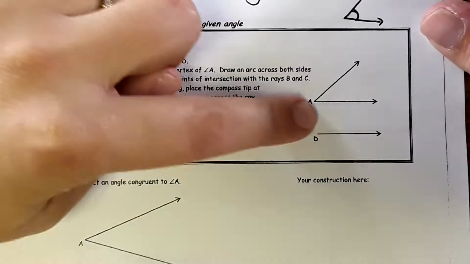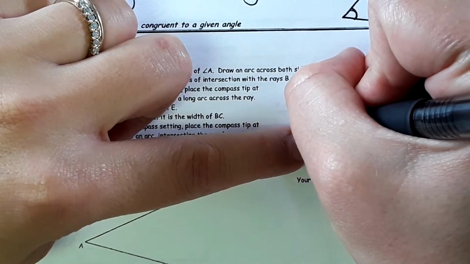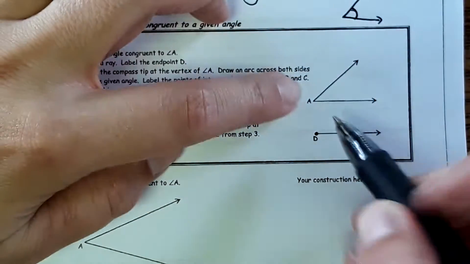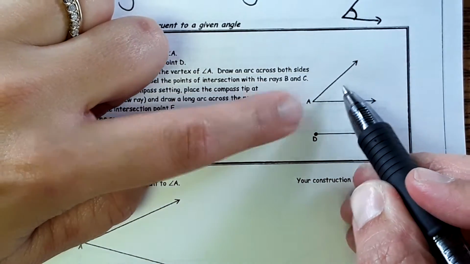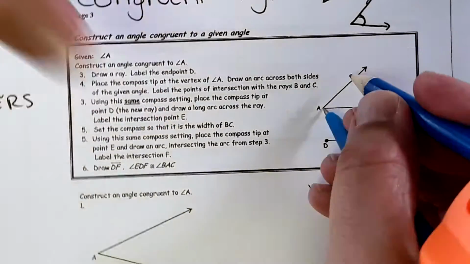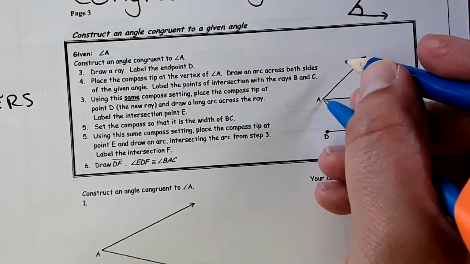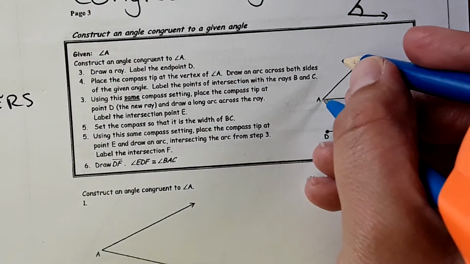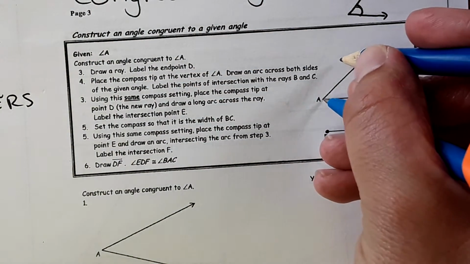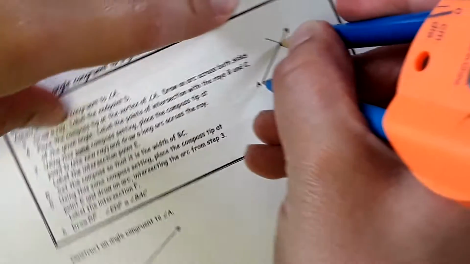So here we're going to do our first example right here. They already drew ray D. We're going to have a congruent angle to angle A. So first step is going to be to draw an arc from A that goes through both of those rays. It doesn't matter which distance, but you're going to use this distance again, so make sure to keep the measurement. But we're going to draw an arc through both rays like this.